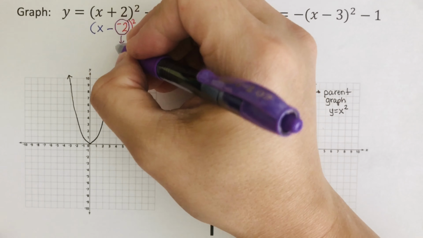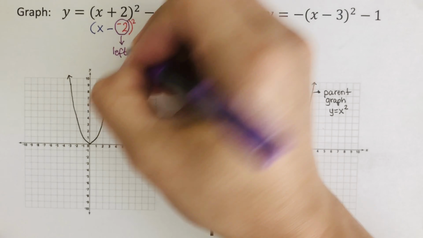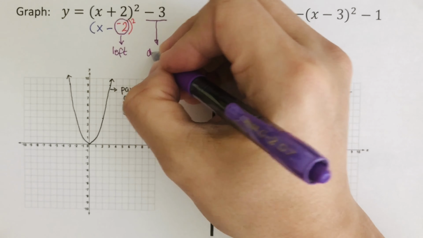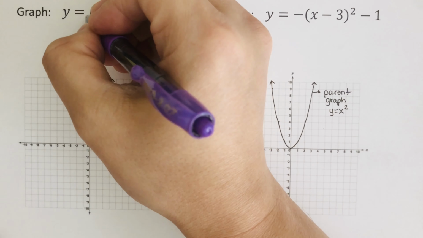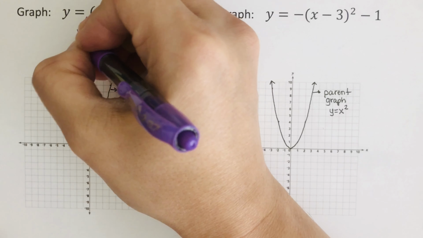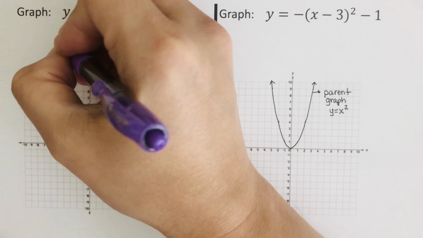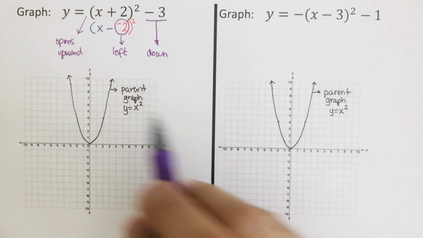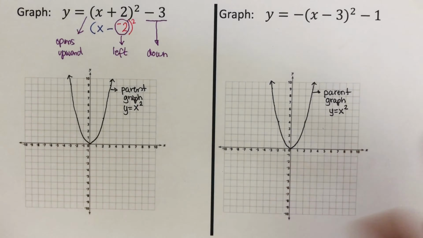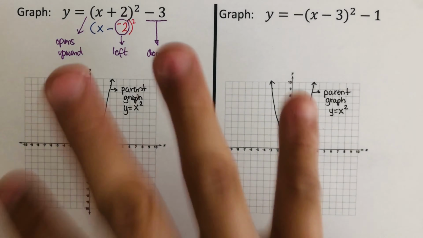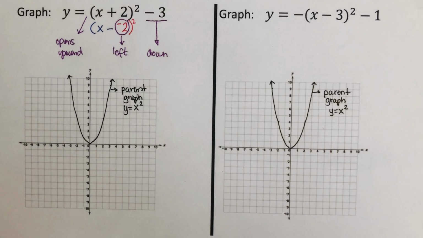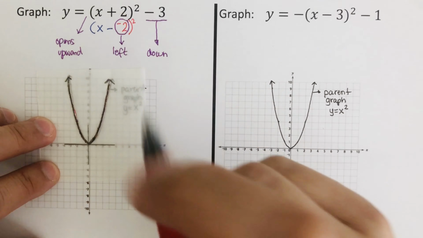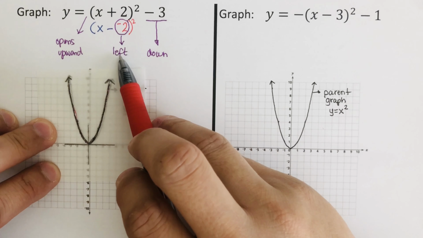That means we go to the left, and then this is a negative 3, so we go down, and the a here is positive 1, so this opens upward. These are the important pieces of information we have to remember to sketch and translate this graph. First, we go from the parent graph, which is right here. I'm going to translate 2 steps to the left.